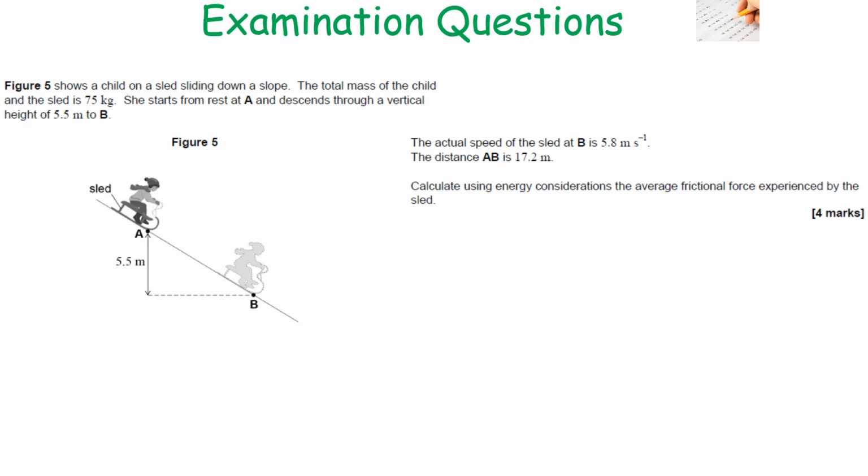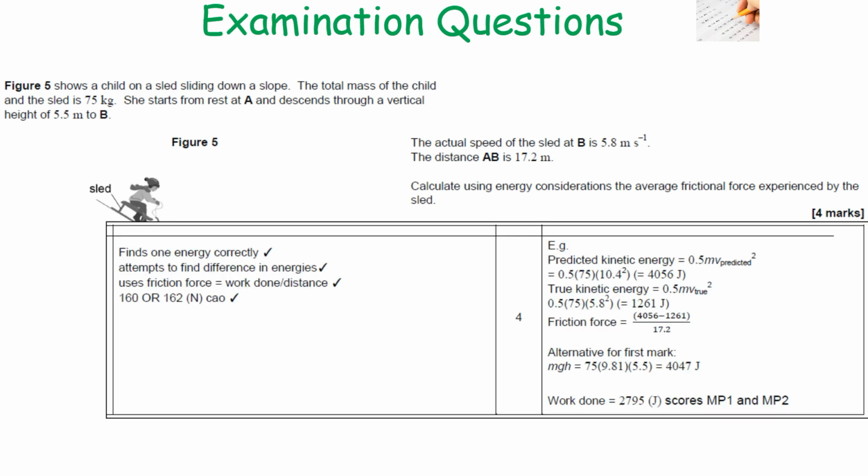So what you would do is you could work out your predicted kinetic energy. So what you would say is the predicted kinetic energy is a half times mass times the velocity squared. Now in the previous question we'd worked out what that velocity should be, which is 10.4 meters per second. So we can work it out that it's going to be 4,056 joules. We can then work out what the actual kinetic energy is by doing a half times mass times the actual velocity squared, which is 5.8. So we get our true kinetic energy to be 1,261.